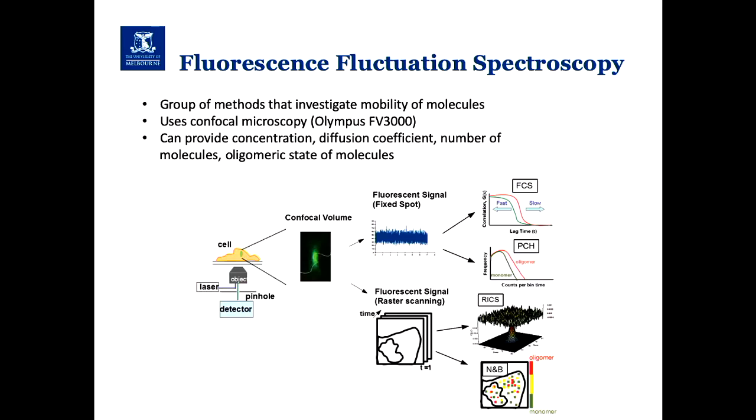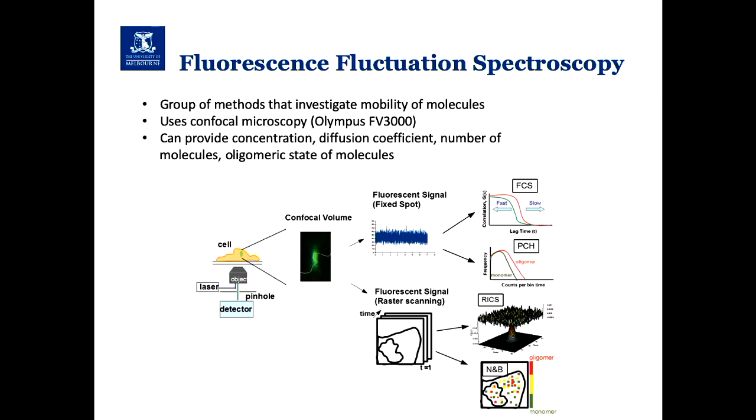Fluorescence fluctuation spectroscopy, so FFS. These are, again, a group of methods which investigates the mobility of molecules. These will tend to be done on a confocal microscope. Within our platform, we tend to use the Olympus FV3000 for most of these. And these can provide readouts on molecule concentration, the diffusion coefficient, the number of molecules, the oligomeric state of the molecules. So depending on how you approach these sets of experiments, you can get different readouts.